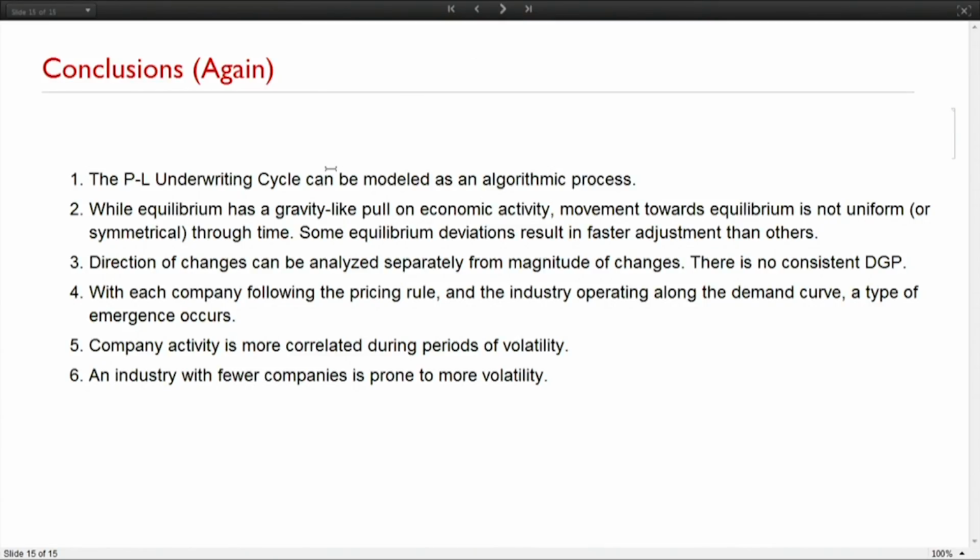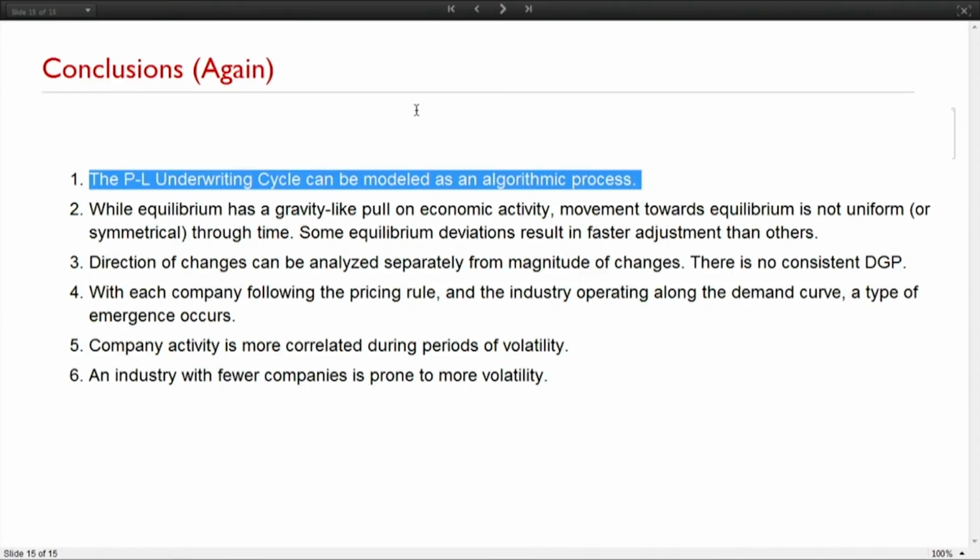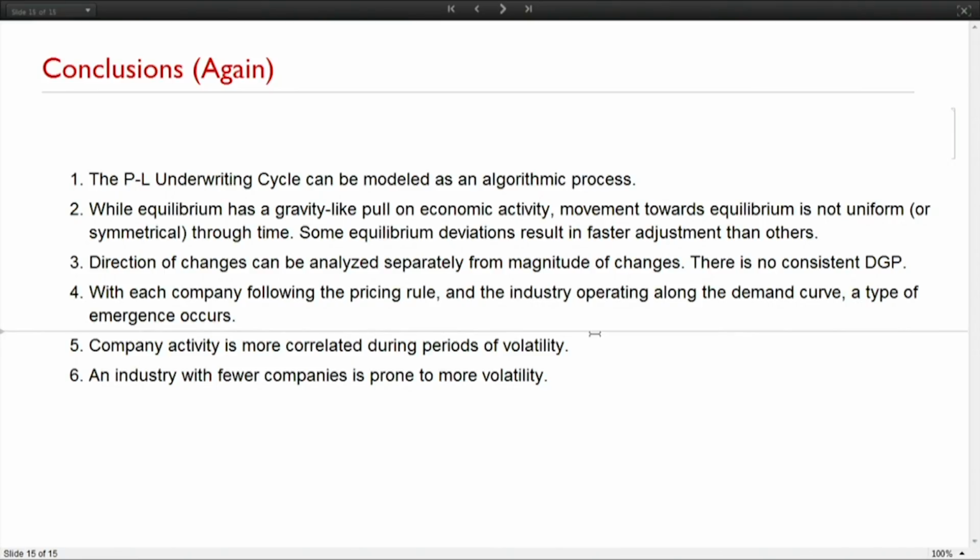That's nice and slow. So anyway, conclusions again. I say that the underwriting cycle can be modeled as an algorithmic process, which means that we don't have this data generating function for the time series, right? Equilibrium has a gravity-like pull on the economic activity, which we always hope for with economics. But the movement towards equilibrium isn't uniform or symmetrical through time. Some deviations are adjusted to very quickly, some are adjusted very slowly.